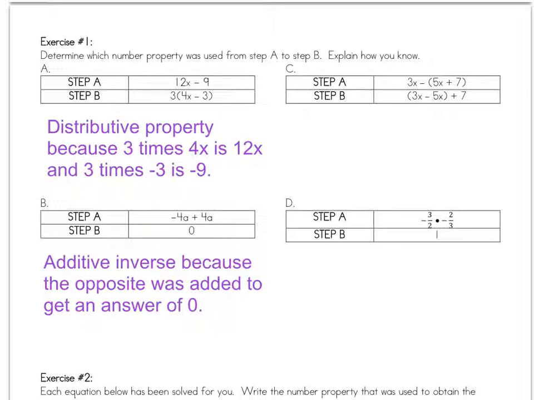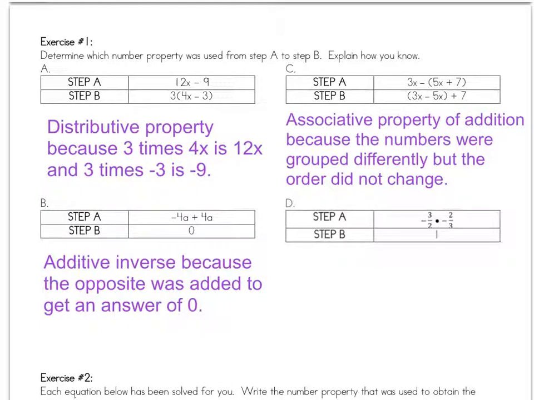So is this the associative property of addition or multiplication? And some of you might say, well, there's a subtraction sign in there. Well, it still is the associative property of addition. There's only the associative property of addition or multiplication. There's no subtraction or division. So let's use that and write out why. So the associative property of addition was used because the numbers were grouped differently, but the order didn't change. So if the order had changed, then we probably would have talked about the commutative property.